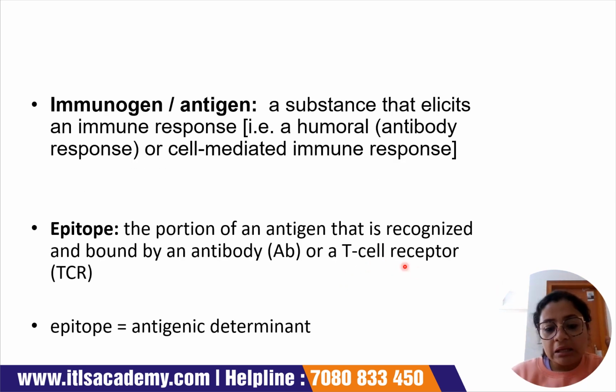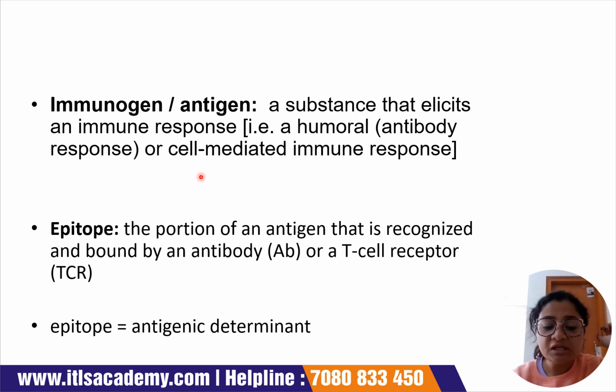Now coming to one of the major important concepts of adaptive immunity, that is antigen and antibody. So what is an antigen? It is a substance that elicits an immune response, which is either an antibody response or a cell mediated immune response. Not only a substance, I would like to specify a protein substance, because whether an antigen or an antibody, both are proteins in nature. Chemical nature will be protein, no matter what type of antigen or antibody it is.